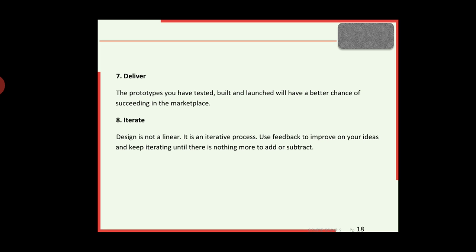And finally, iterate or scale. With iterate, we learn about the customer's creative, innovative thoughts, or we want to scale up. Design is not linear, meaning not a straightforward way. It is an iterative process, a repetitive or looping process. We use feedback to improve our ideas, and keep iterating until there is nothing more to add or subtract. This is the framework of design thinking.